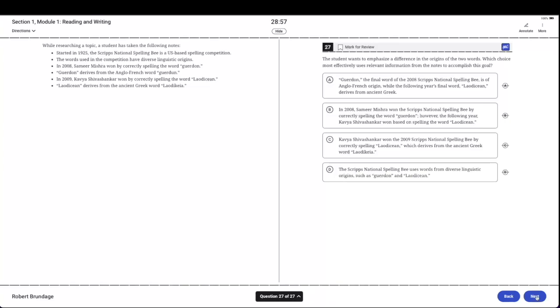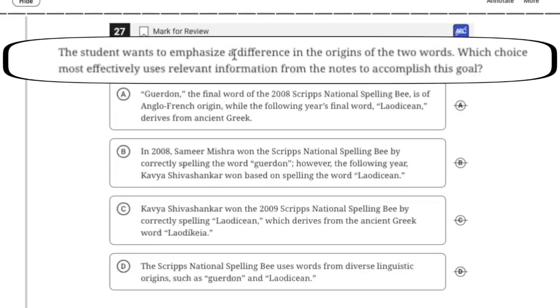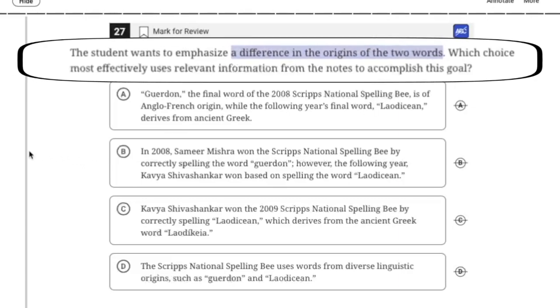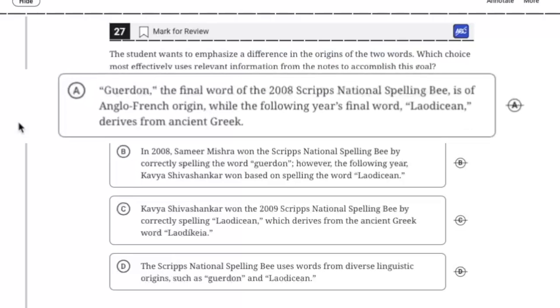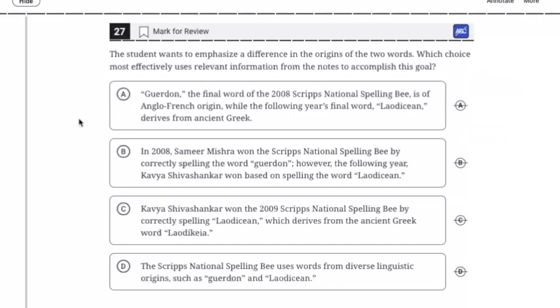Let's do one more of these just for good measure. What are we going to do with the notes on the left? You're right, we're going to ignore them. The student wants to emphasize a difference in the origins of the two words. This should be pretty easy. We're looking for a difference rather than a similarity. A: Guerdon, the final word of the 2008 Scripps National Spelling Bee, is of Anglo-French origin, while the following year's final word, Laodicean, derives from ancient Greek. So that's certainly a difference in the origins.